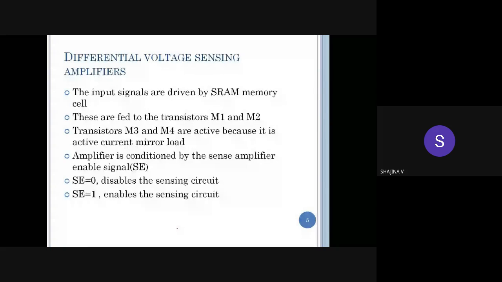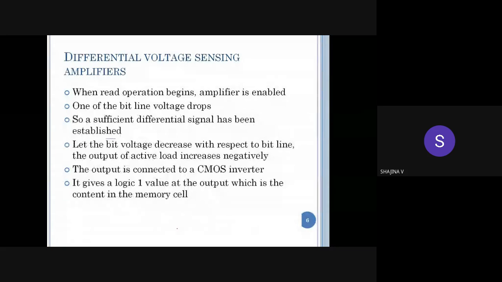Now initially the bit and bit bar line. During read operation, just remember initially we are pre-charging the bit and bit bar line capacitors. So initially the voltage level at bit and bit bar line will be high. Both will be high. When read operation begins, one of the bit line voltages drops, right?